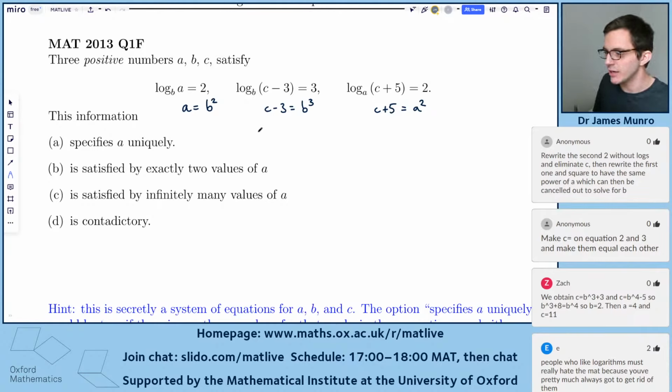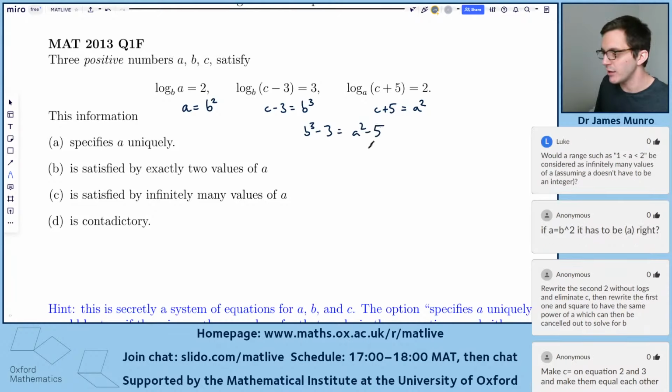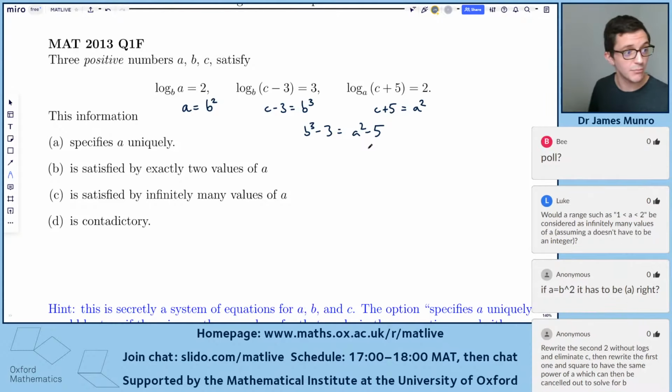So this is pretty good. You get b cubed plus 3 is equal to a squared minus 5. I like that. It's got no c's in it. I also know that a is equal to b squared. I'm going to bring that in at some point.